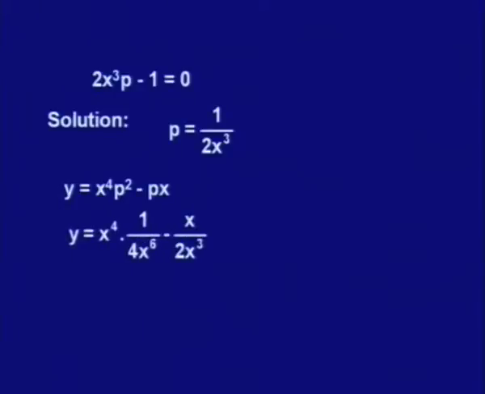We would get p square as 1 upon 4 x to the power 6, because here the value of p is 1 upon 2x cube, and here p is 1 upon 2x cube into x. What it gives? It gives me 1 upon 4x square minus x upon 1 upon 2x square, that is we would get minus 1 by 4x square.